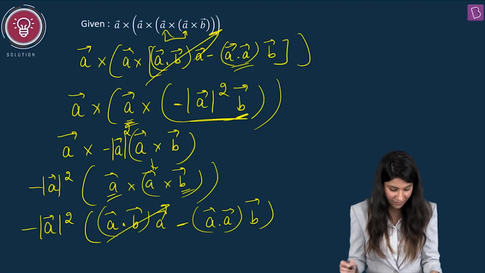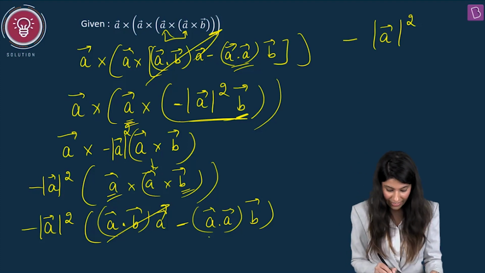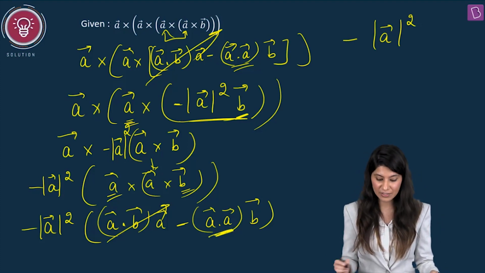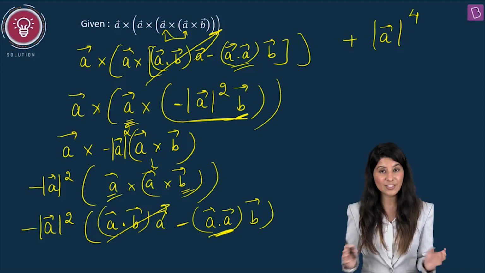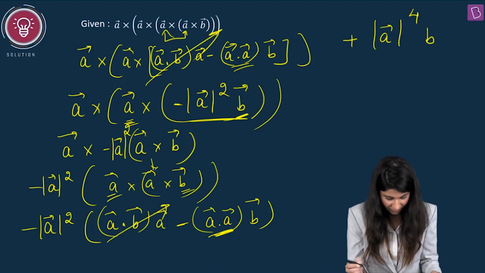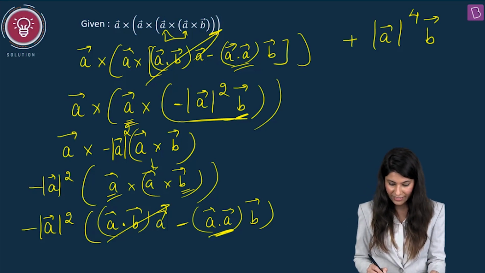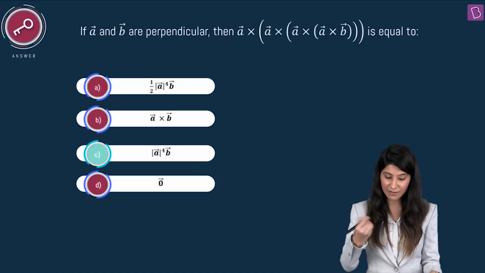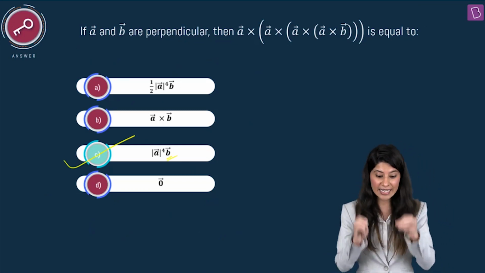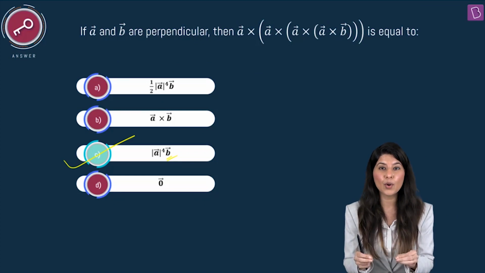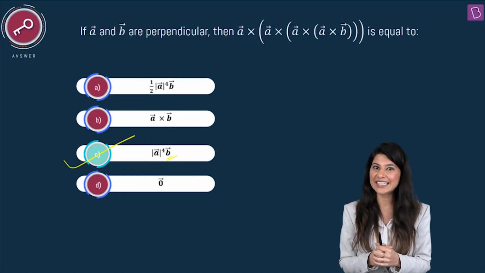So what do you have? Minus magnitude of A vector squared. Again, you have minus magnitude of A vector squared. So you have plus magnitude of A vector raised to power 4, and you have B vector. Yes. So finally, you have magnitude of A vector raised to power 4 along with B vector. So option C is absolutely right. In this question, you just need to know how to expand the vector triple product. Okay.